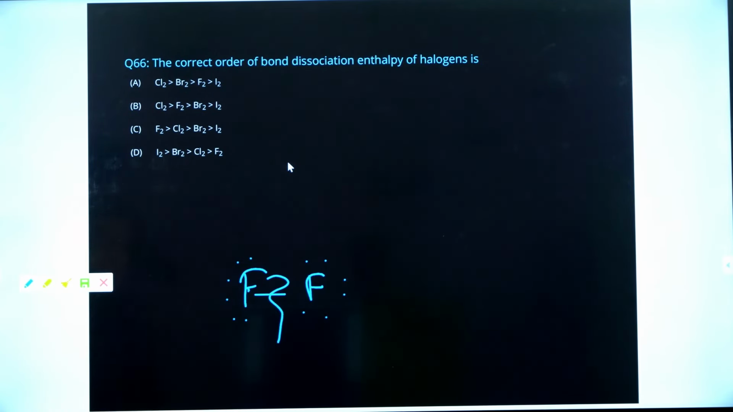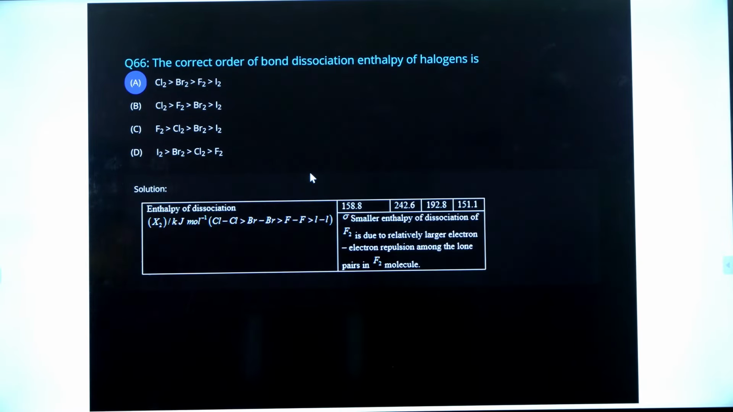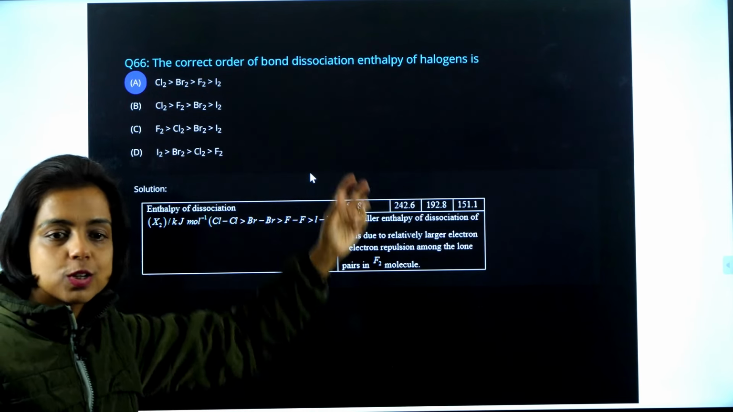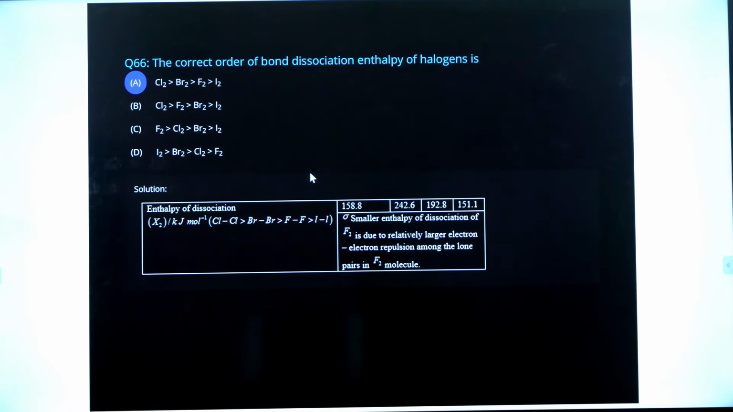So what should be the answer then? Fluorine is less. So chlorine, bromine, and chlorine is misplaced in the order just because of more inter-electronic repulsions in fluorine due to its limited size.